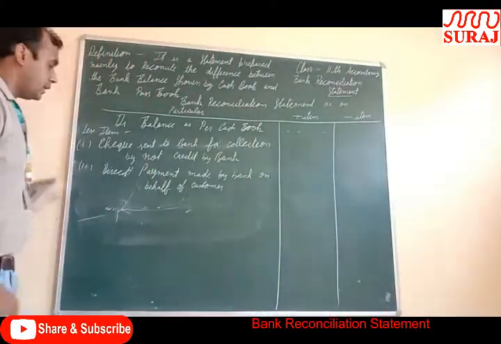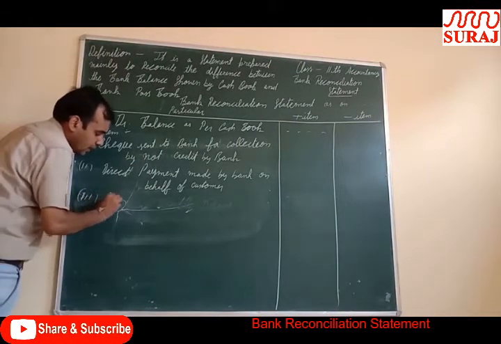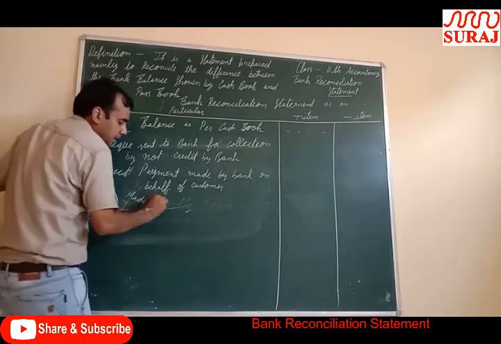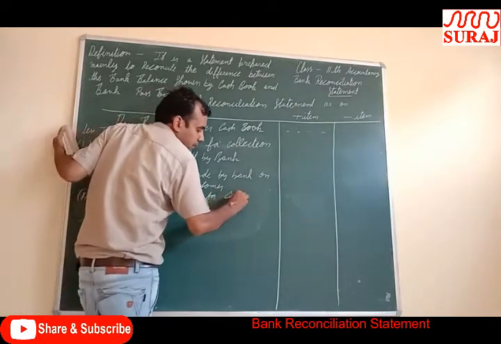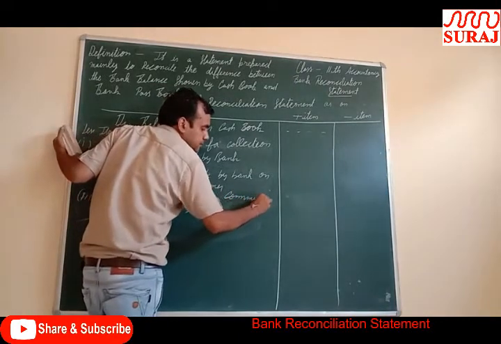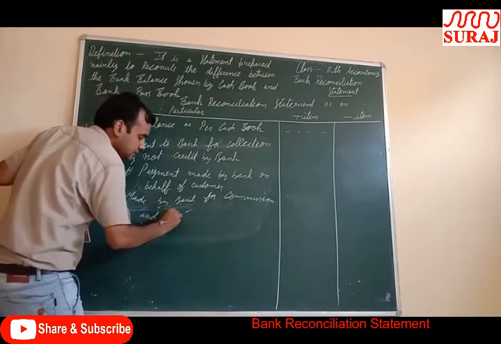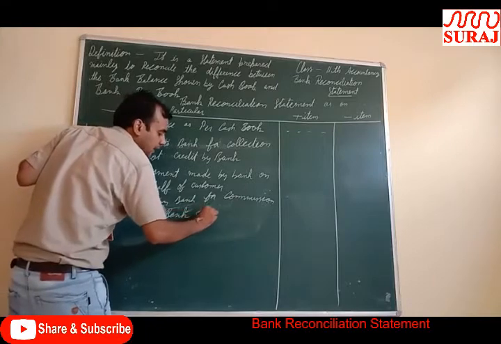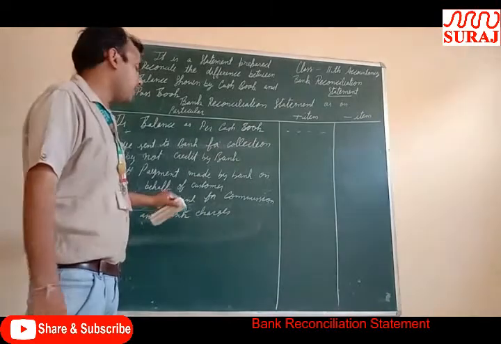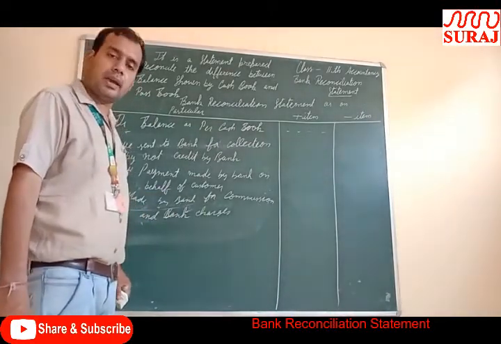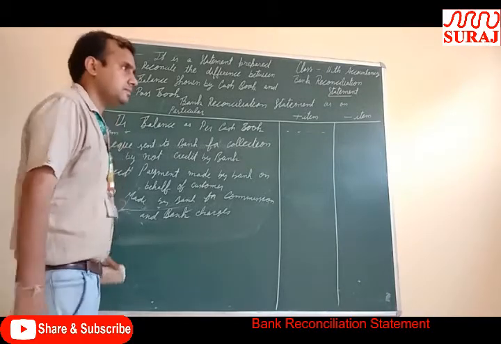Next point is debit made by bank for commission and bank charges. Any debit made by the bank for commission and bank charges will decrease your passbook, and there is no effect on the cash book. To reconcile it, you should subtract it as a minus item.